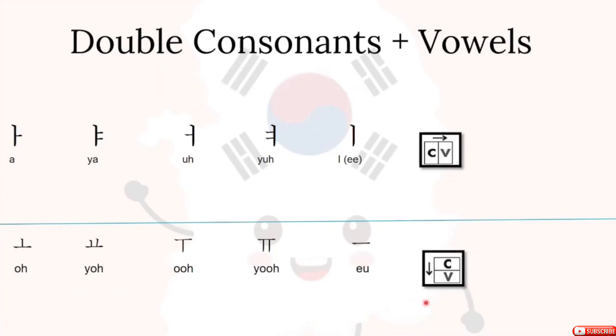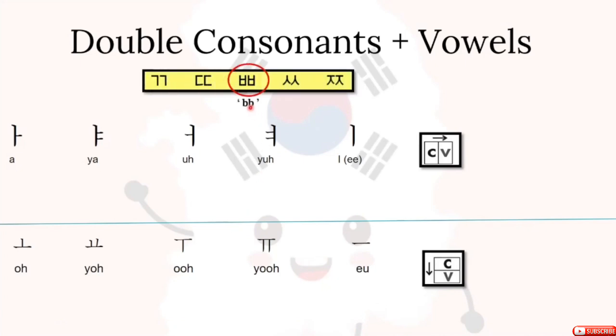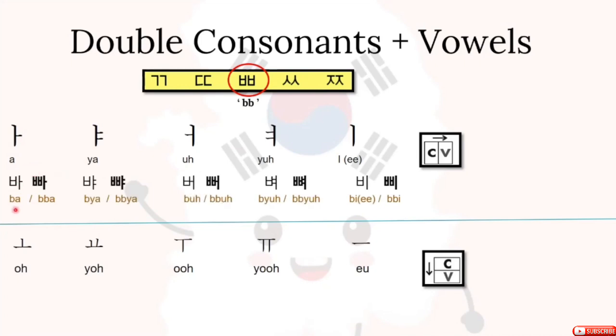Okay, moving on to 쌍비읍, the b sound. All right. B and a, ba. B and a, ba. Pa, ba. Ba.